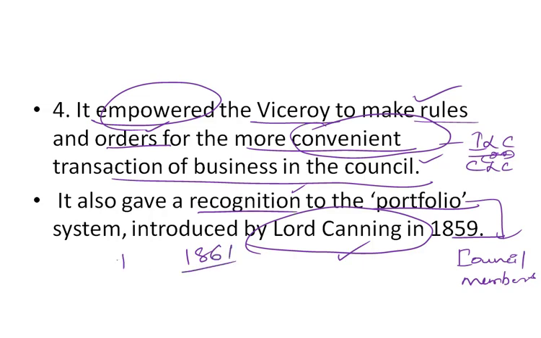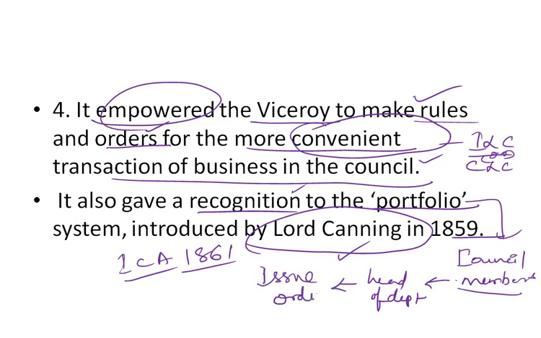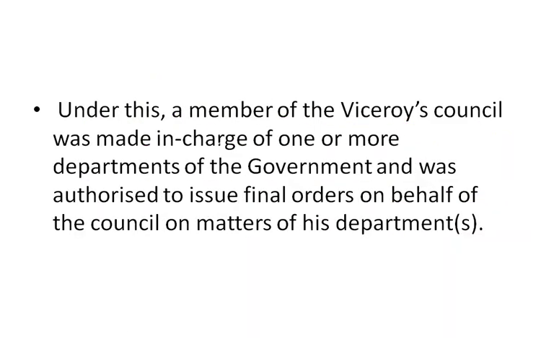Under this, a member of the Viceroy's council was made in charge of one or more departments of the government and was authorized to issue final orders on behalf of the council on matters of his department. So a member of the Viceroy's Council will head one or more departments, and he can issue final orders on behalf of the council on matters of his departments. The other feature of this act is it empowered the Viceroy to issue ordinances.